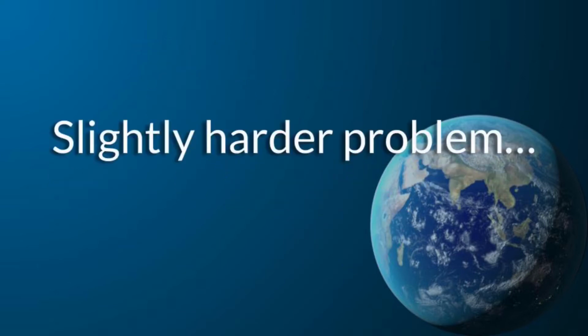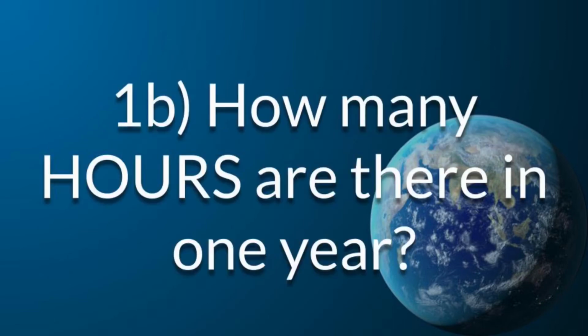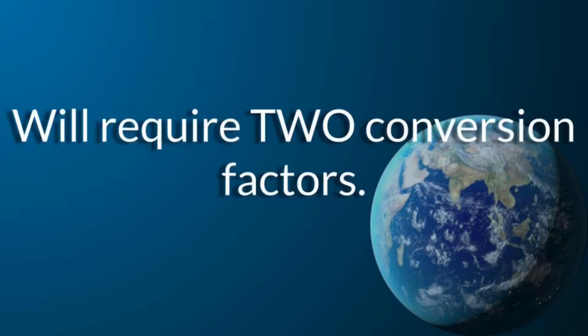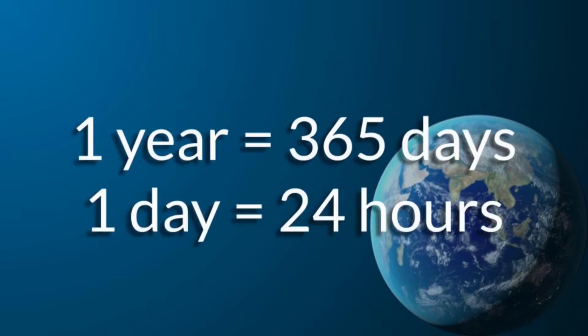So let's go ahead and try something a little bit harder. How many hours are there in 1 year? Now, this is definitely a factor labeling problem because we're starting with years. We need to get to hours, but you're going to require 2 conversion factors to solve it. You're going to need years to days, and you're also going to need days to hours. So here are the 2 fractions we're going to multiply by.